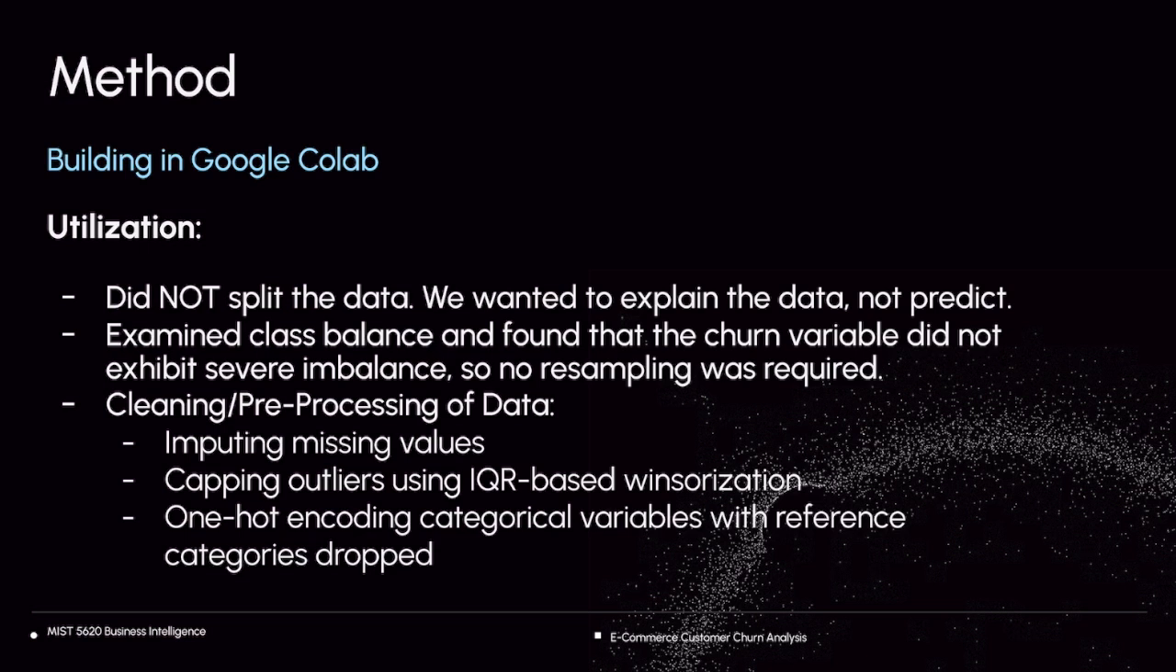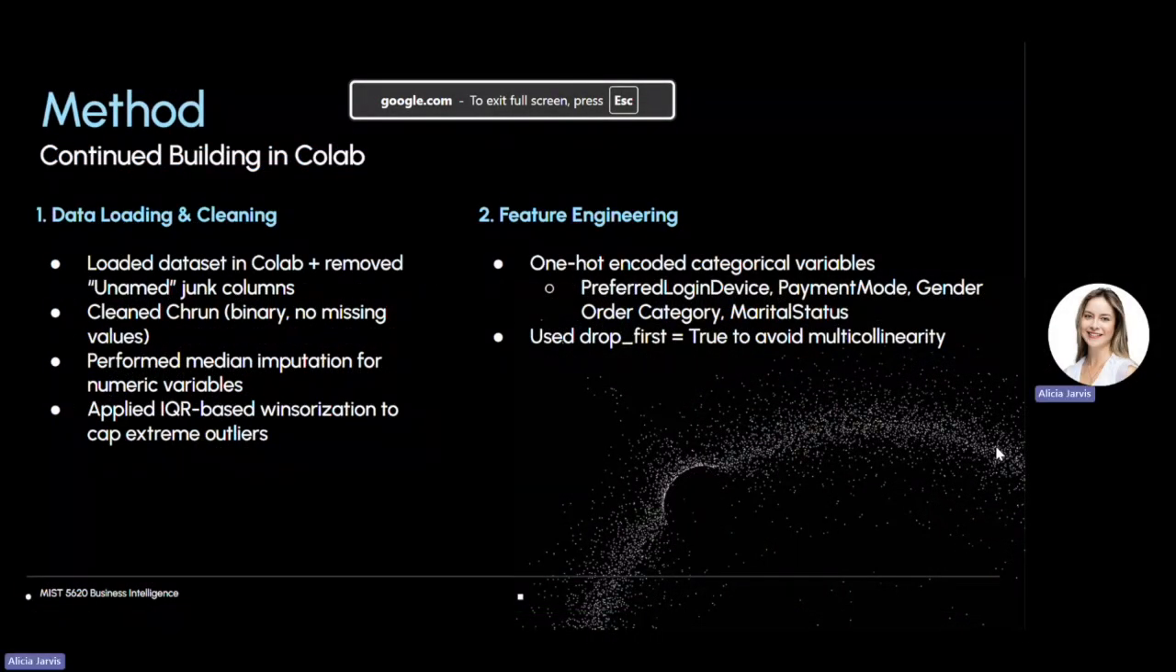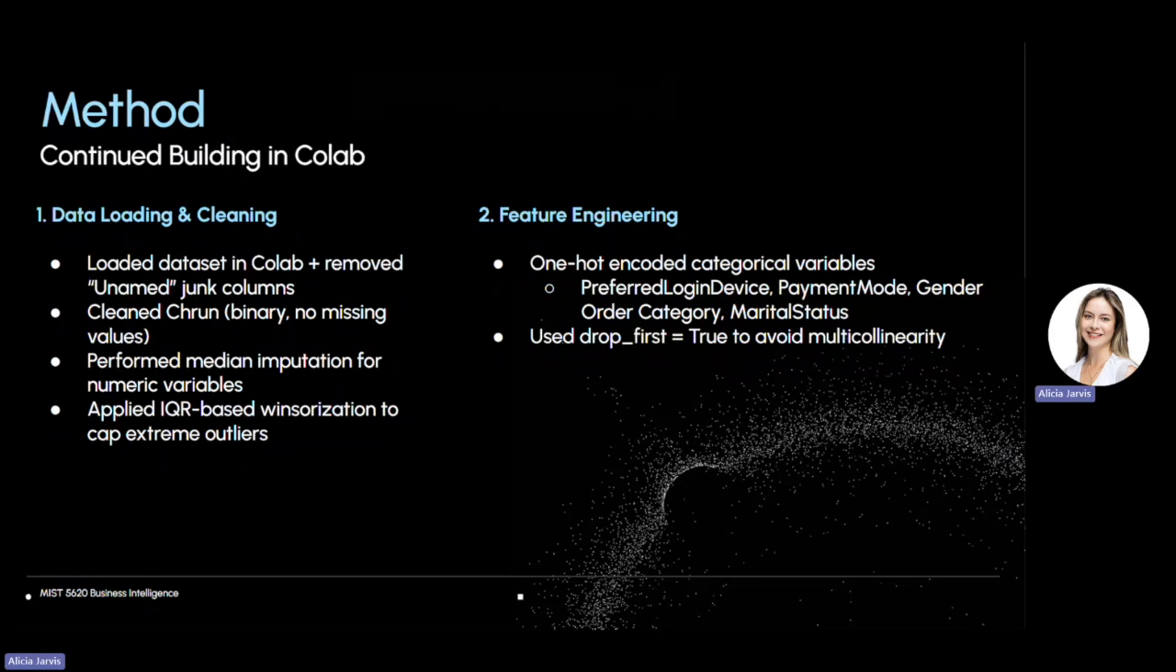One-hot encoding is like taking the categorical variables and turning them into ones and zeros just to be able to analyze it. And then we drop the reference categories to prevent multicollinearity and also to make the coefficients and p-values more interpretable. To begin our analysis, we prepared the dataset entirely in Google Colab.